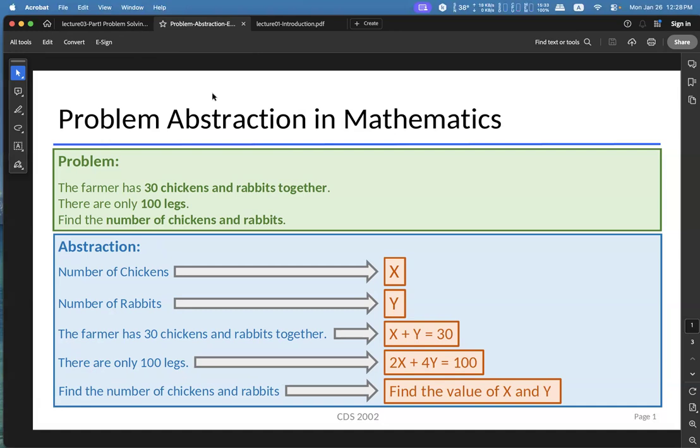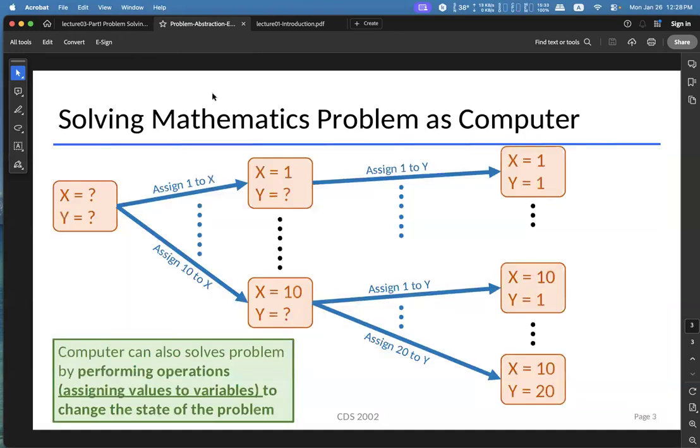So we can just let the computer try out all the possible combinations of integers between X and Y that add together to become 30. We can try things like this. We first let the computer assign numbers from 1 to 30 to X, and then for each value of X being assigned, we assign the Y.